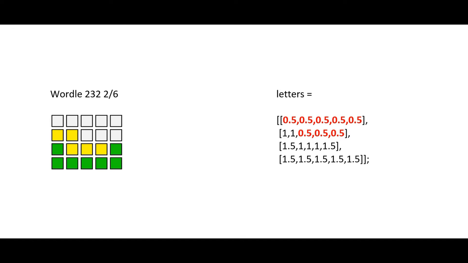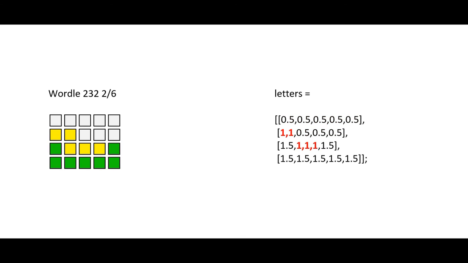Everything that was a wrong answer is set at 0.5 millimeters high. Everything that is a misplaced letter is 1 millimeter high. And then everything that is a correct letter in the right place is 1.5 millimeters high.